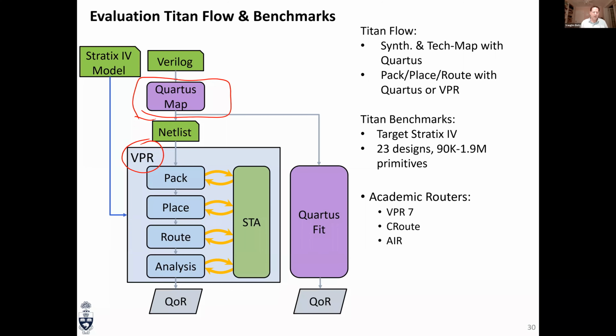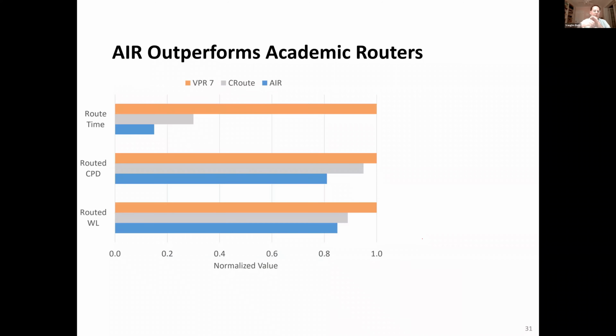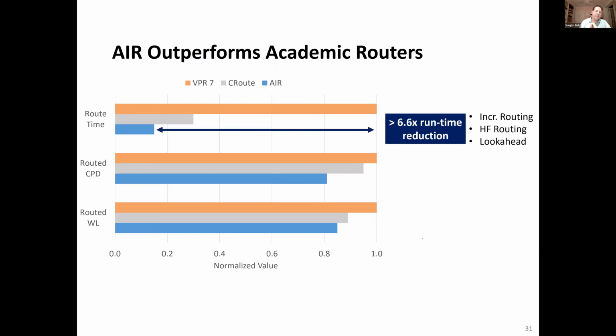The previous version of VPR, a tool from Ghent called CRoute or Connection Route, and AIR. So what we found is that AIR is a lot faster than the previous version of VPR. It's about 7x faster, 6.6x faster. And it's also significantly faster than CRoute. So CRoute is another router that was published trying to really be more efficient by focusing more on connections. It does achieve a significant speed up, but AIR achieves even more.